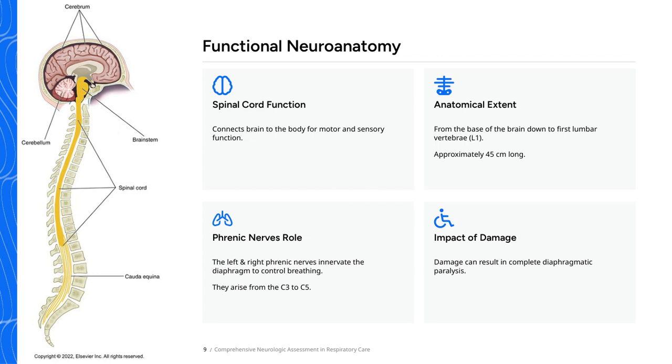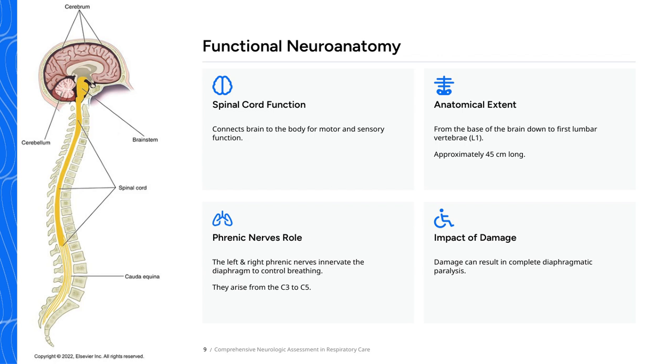These nerves originate from the cervical spinal cord, specifically from the C3 to C5 levels, which are often called the phrenic nerve roots. The pathway of these nerves extends from the base of the brain down to the first lumbar vertebra, or L1, and they are approximately 45 centimeters long. This anatomical extent highlights how vital the connection is between the brain and the diaphragm for motor control and sensory input. Overall, the spinal cord acts as a major highway, connecting the brain to the body.